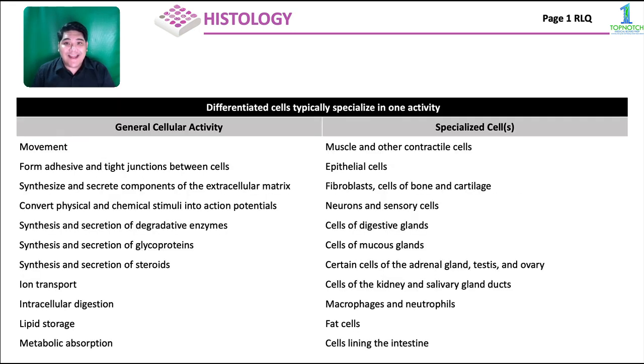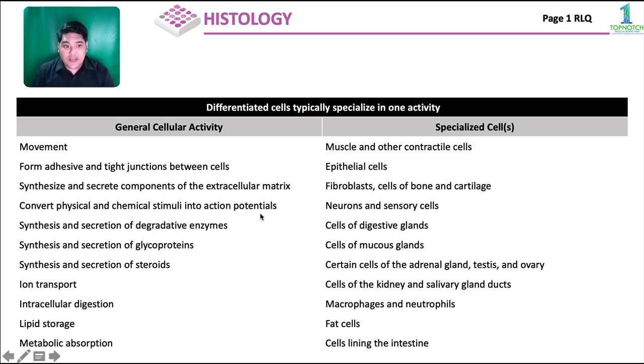Okay? So this is a nice summary table from the book, showing you yung different activities ng mga differentiated cells. For example, yung general cellular activity niya, movement. What do you expect na specialized cells ang meron doon? Yung muscles and other contractile cells. Kapag naman adhesion, tight junction between cells, protection from water from one side to another, yung mga epithelial cells nyo naman yung nag-specialize doon.